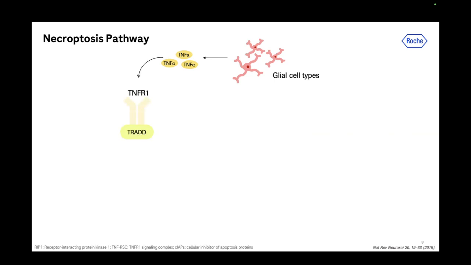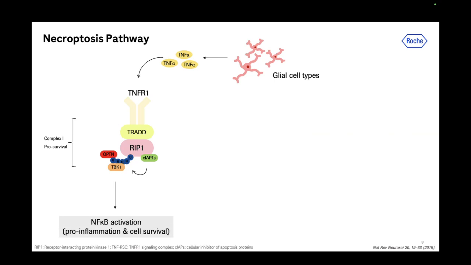To understand necroptosis, we need to zoom in on its core molecular signaling mechanism. The pathway begins with TNF-alpha. Usually glia or microglia are a source of TNF-alpha. TNF-alpha then binds to the receptor called TNF receptor 1. Upon activation, TNF receptor 1 recruits TRADD, which serves as a cytosolic binder for RIP1. RIP1 is then modified through multiple-site ubiquitination by cellular inhibitor of apoptosis proteins, forming what is known as complex 1. This complex activates NF-kappa B, promoting a pro-inflammatory as well as a pro-survival status.